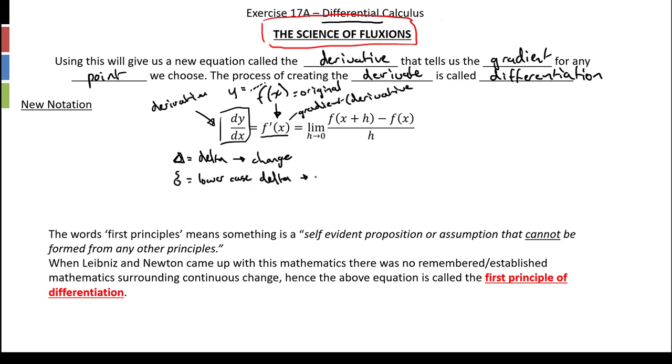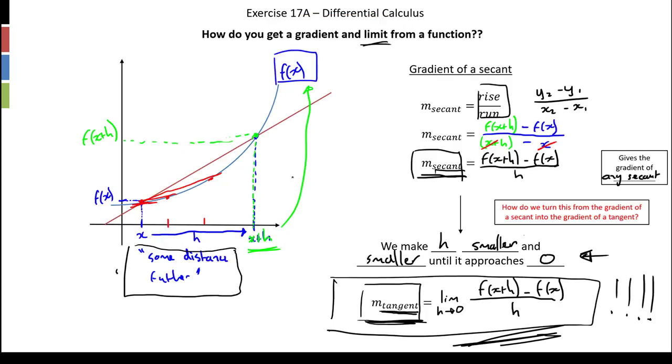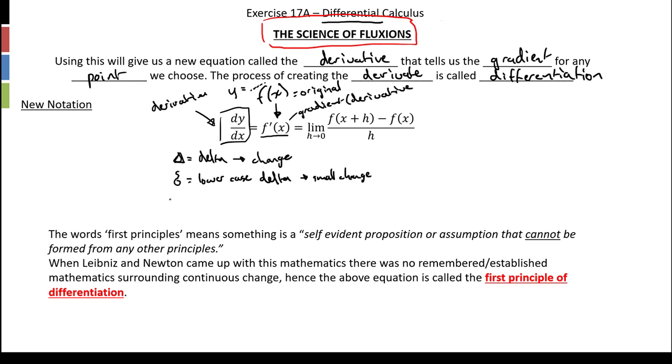Okay, that means small change. Now, we're not just dealing with small change, are we? It is small change, but we're dealing with the limit as h approaches 0. We're dealing with infinitesimally small change, super tiny, micro, effectively zero change. So what symbol are we going to use for that? We're just going to use d.